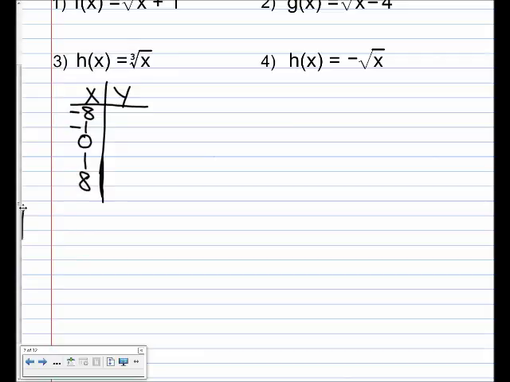All right, and then what's unique about number 4? Negative. There's a negative out there after you do the square root. All right, so what are you going to plug into this x value? 0, 9, 1, 4. What are those numbers? Perfect squares, right? So plug in your perfect squares, but then you're going to make sure you do the opposites.